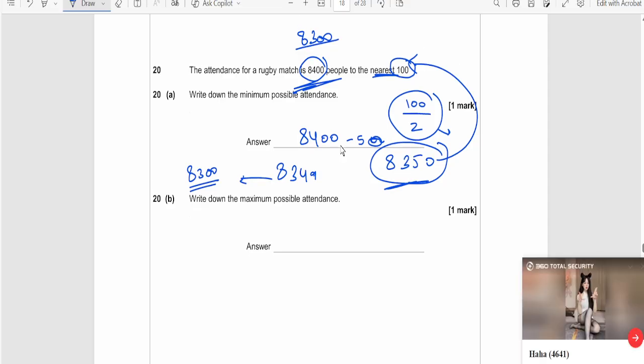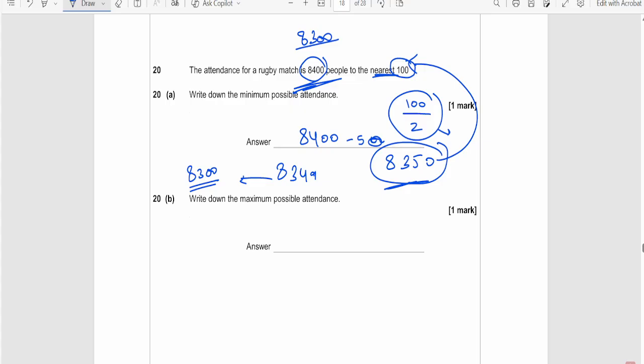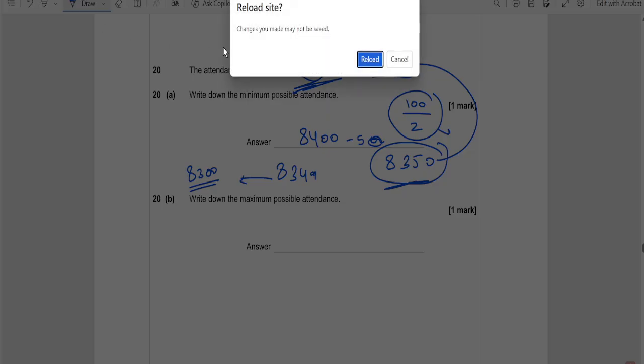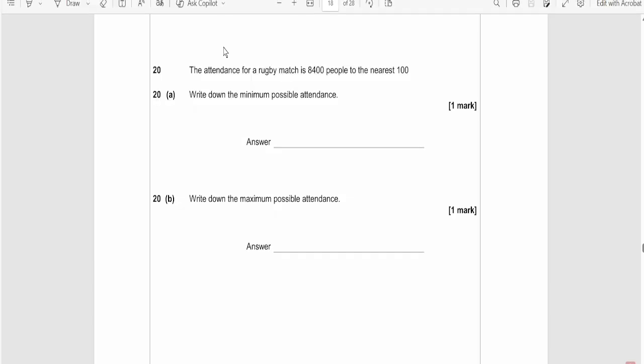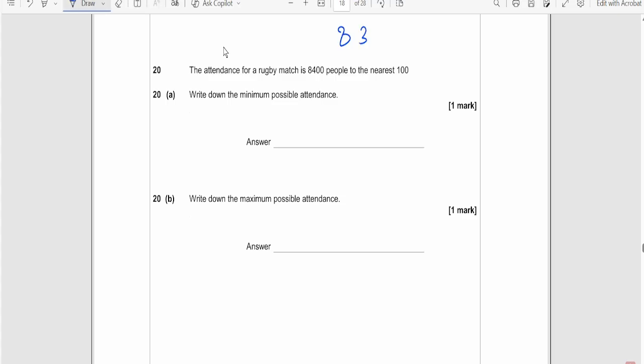Could you explain again, please? Sure. Do you know rounding numbers? I know rounding numbers, but could you just explain to me? Okay. For example, if I have 8,320 and I round it to the nearest 100, nearest 100 means this is ones, this is tens, and this is hundreds, right?